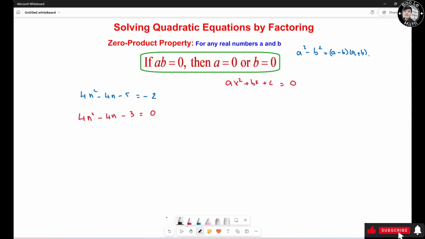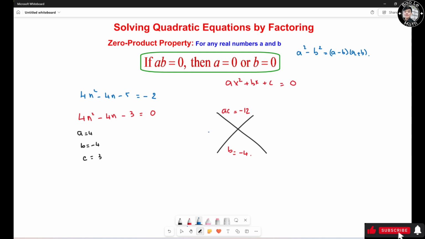Now, a equals 4, b equals negative 4, and c equals negative 3, right? I use the AC method to factor this one out, right? So I have a equals 4, so I need to put AC right here, equals 4 times negative 3, which means negative 12. And b equals negative 4, right? Now I need to find two integers that multiply to negative 12 and add up to negative 4.